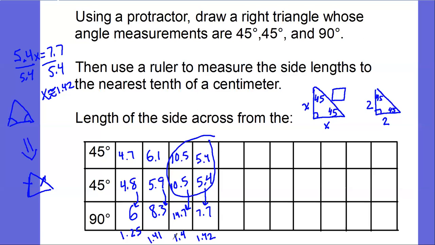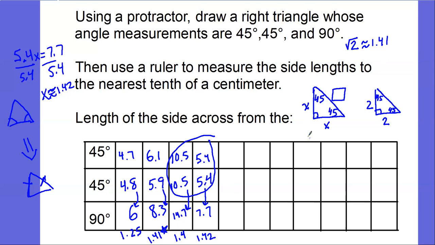Your exact answer is actually going to be the square root of 2. And if you type the square root of 2 in your calculator right now, let's take a look at that. In decimal form, the square root of 2 is about 1.41, rounded to the nearest hundredth. So this one here is right on. It is perfect. Whoever made this triangle in my class did an excellent job.